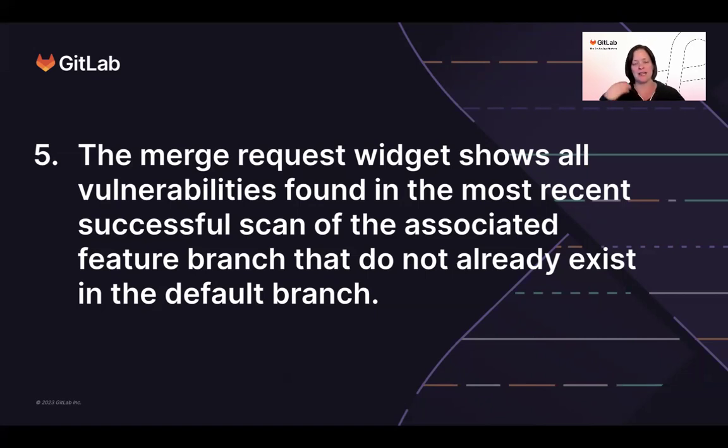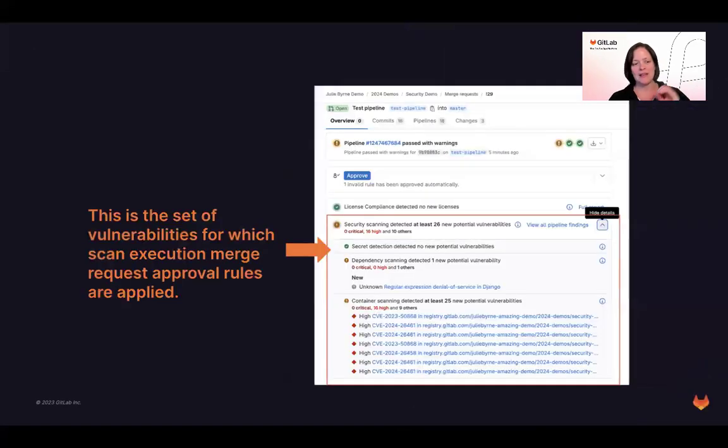So it's really comparing: here's the JSON results in the feature branch associated to this merge request. Here's the JSON results of the default branch with the list of known vulnerabilities based on the most recent successful scan in that branch. What are the differences? The difference is these are the new vulnerabilities found. And the merge request widget is going to be how you want to understand what potential new vulnerabilities are being introduced based on the code changes that are being made in that feature branch.